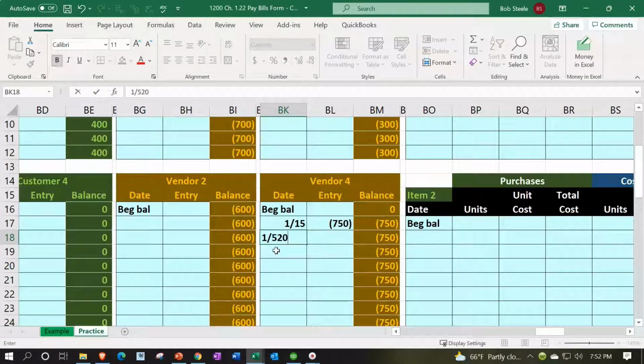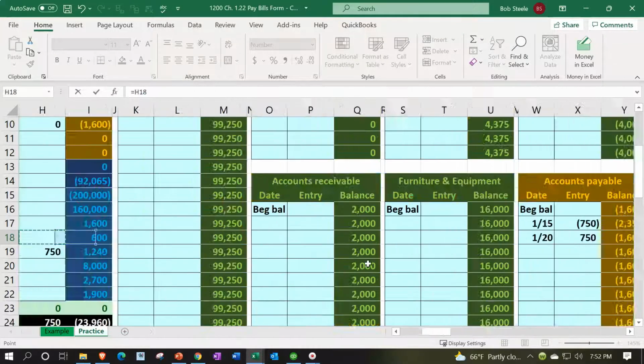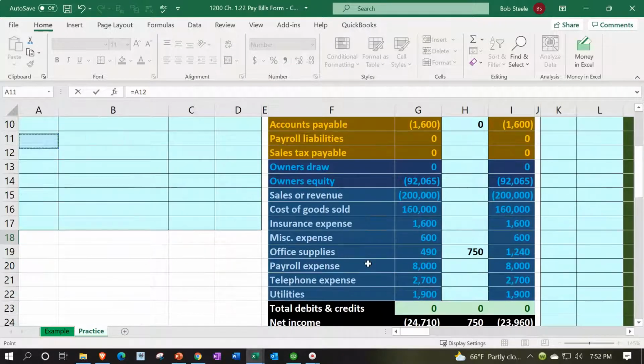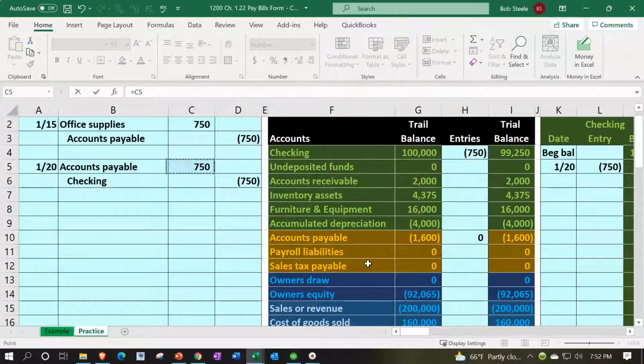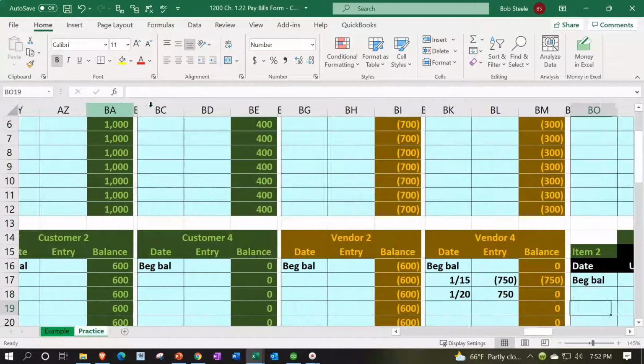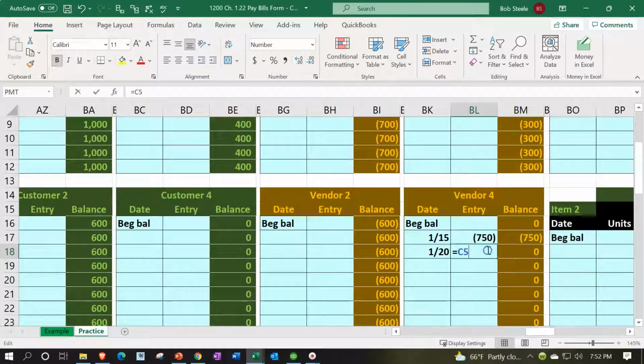So 1/20 down here. Then I'm in cell BL18. I'm going to put the equals button. Hold the left arrow down until we hit all the way to the wall again. All the way to the wall, hitting the wall. Scrolling up, we're picking up that 750 debit in the accounts payable. That's in cell C5. You could also simply type in C5 here if you so choose. Note that if you just typed in 750, that will work too.